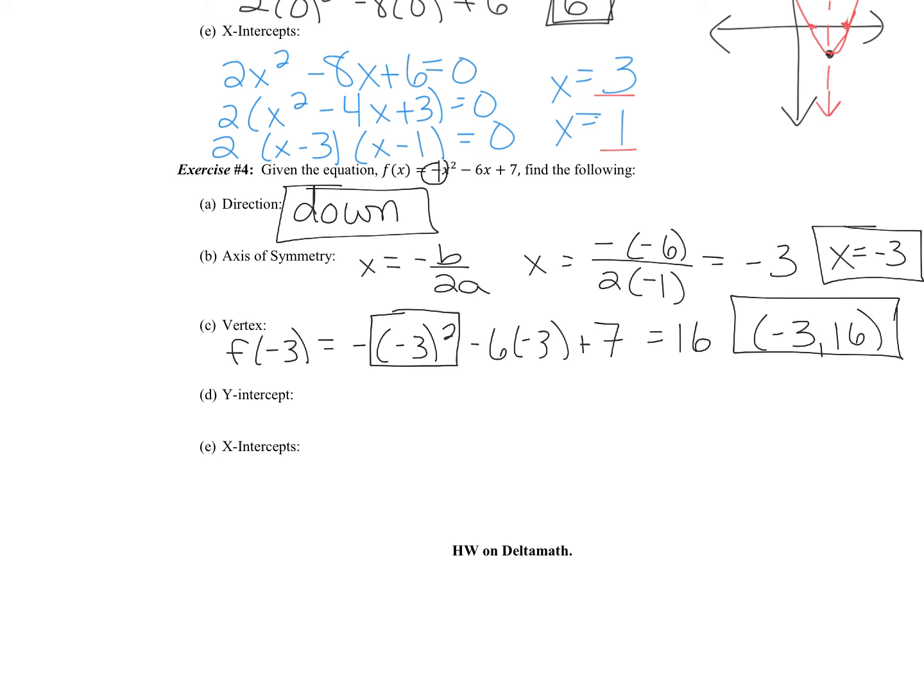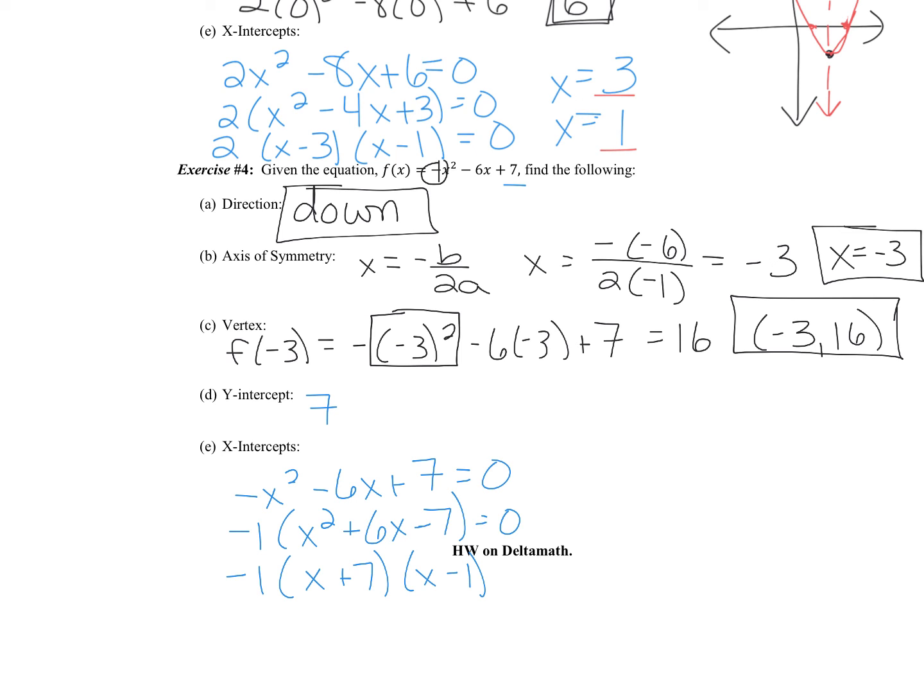The y-intercept is 7. And you can know that; that's enough that you don't have to show the plug-in. You can just know that it's the number by itself because 0 will make everything else cancel out. And then x-intercepts. I'm going to factor out a -1 just to make this next step easier. And then I have x + 7 times x - 1. This -1 equals 0, just like this 2 equals 0, right? That doesn't mean anything, so that's gone in terms of the solving. So I get -7 and +1.